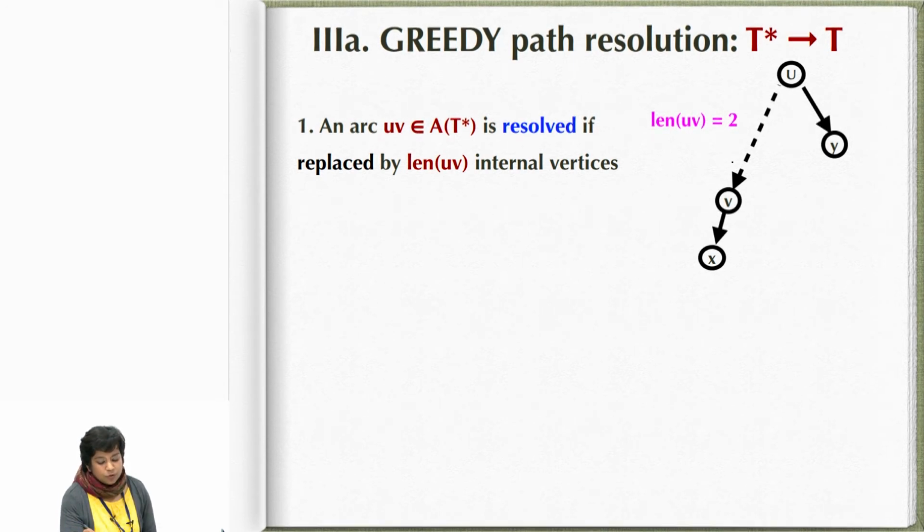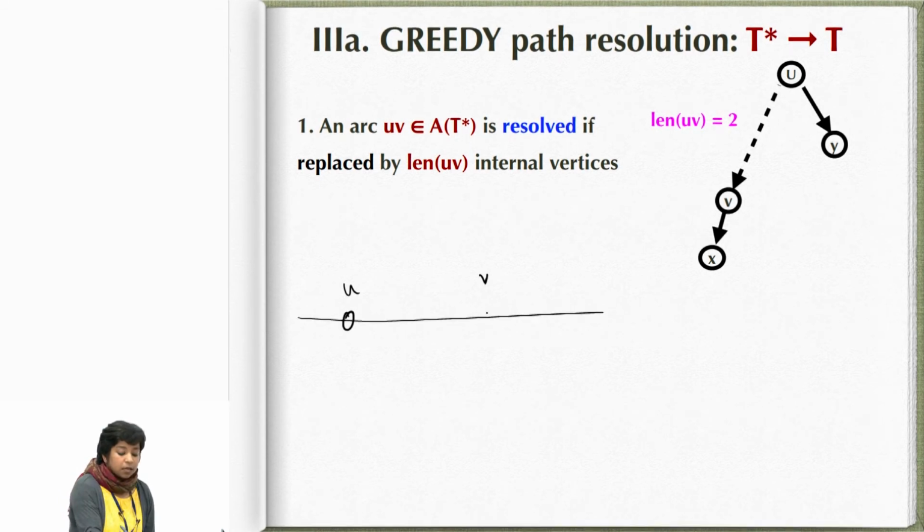So what I am going to do is, in order to resolve this path, I basically need to add these internal vertices. So how I do that is roughly this. There are a few details involved, but basically this is what is happening. I look at where U and V sit in that topological ordering.